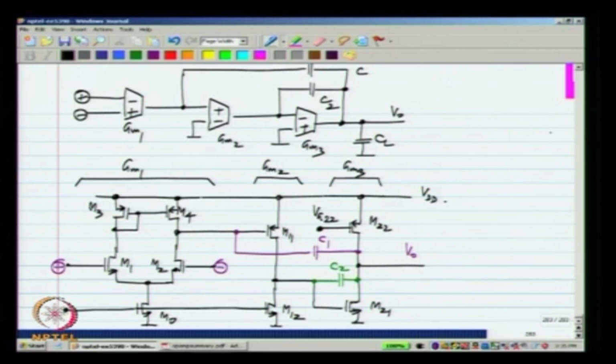Now, exactly as we did before, you can analyze this. In fact, the transfer function has already been analyzed and you can do the exact analysis including the zeros and so on. The principle is the same: the non-dominant poles and zeros must be sufficiently outside the unity loop gain frequency, so that the system is stable and well behaved.